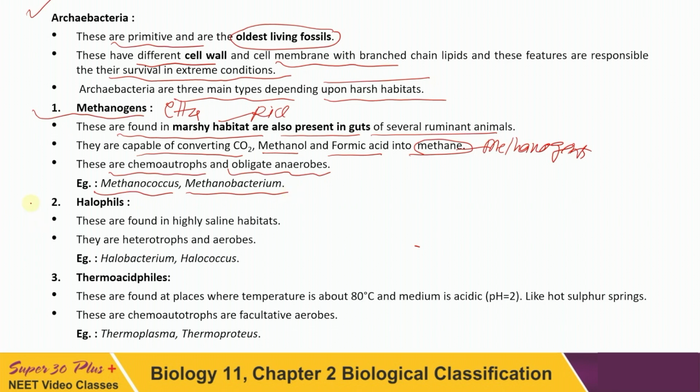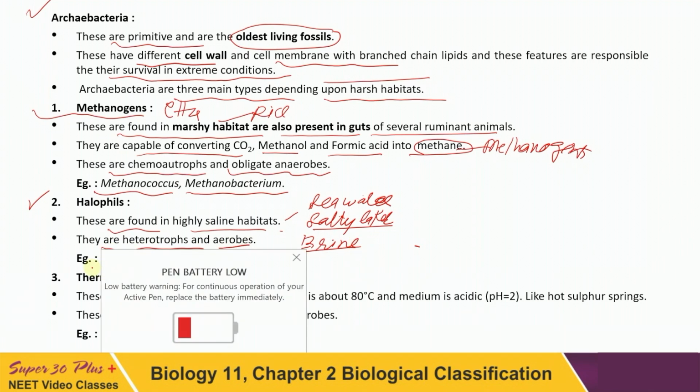The second type we have is halophiles. As the name indicates, halo means salt-loving. These are found in highly saline habitats. It may be seawater, or a salty lake. As you know, near Jaipur we have a salty lake, Sambhar. They are also found in brine water, where the concentration of sodium chloride is very high. These are heterotrophs, not able to make their own food, and they are aerobes. An example is Halobacterium.